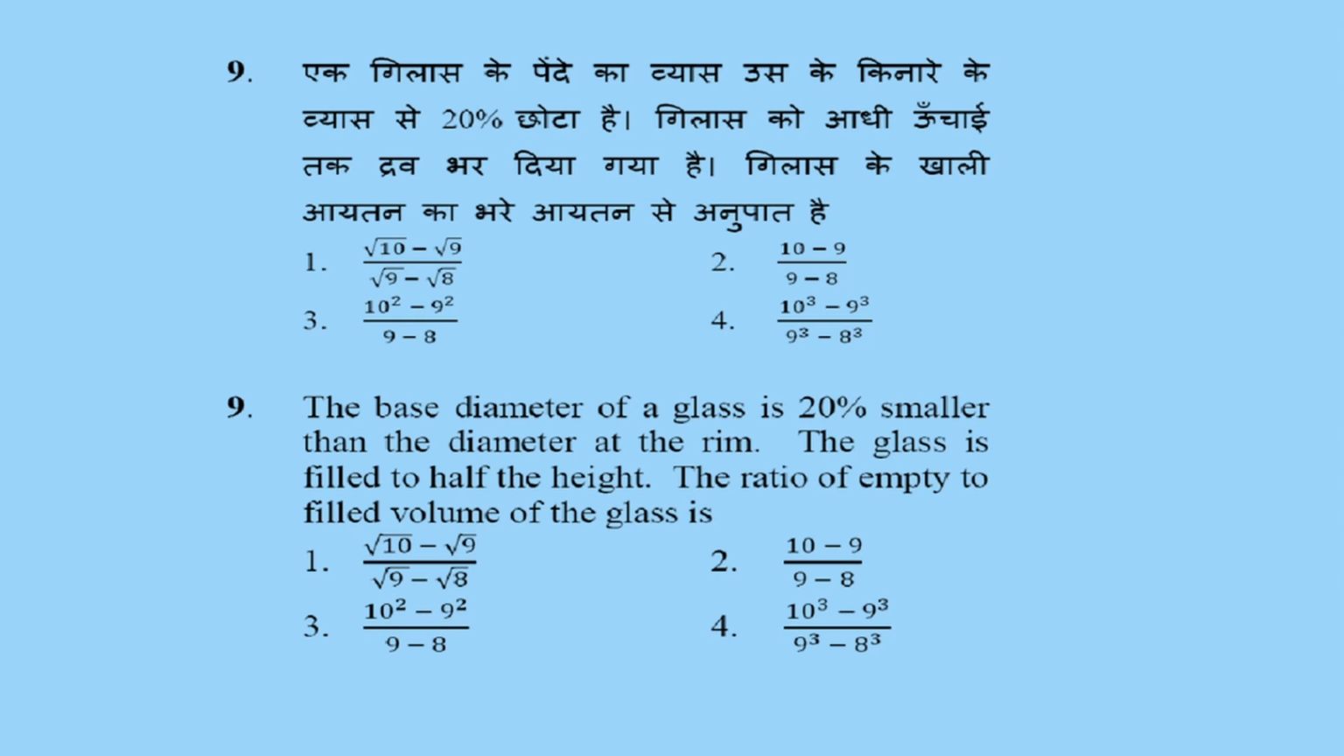The base diameter of a glass is 20% smaller than the diameter at the rim, and the glass is filled to half the height. The ratio of empty to filled volume of the glass is: option 1, square root of 10 minus square root of 9 divided by square root of 9 minus square root of 8. Option 2, 10 minus 9 divided by 9 minus 8. Option 3, 10 square minus 9 square divided by 9 minus 8. Option 4, 10 power 3 minus 9 power 3 divided by 9 power 3 minus 8 power 3.